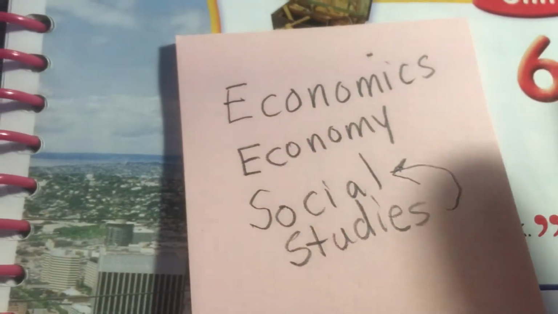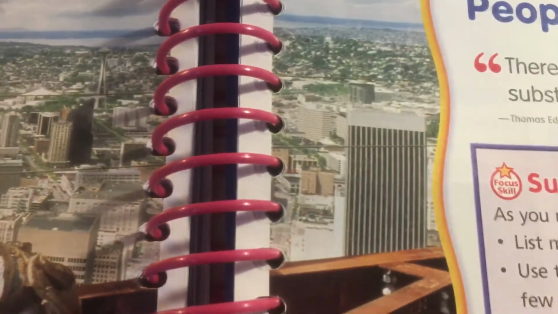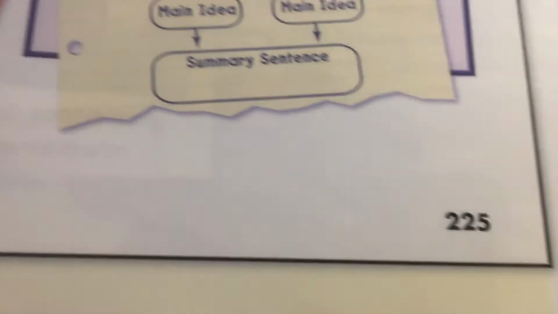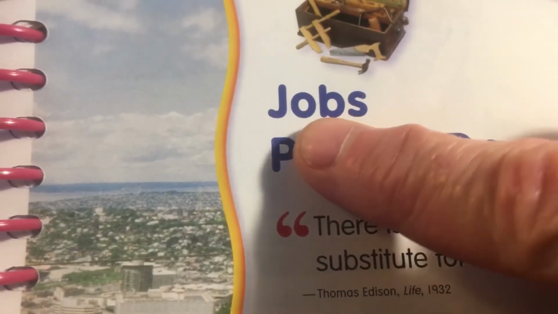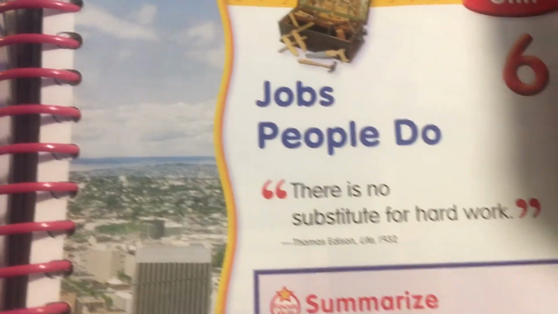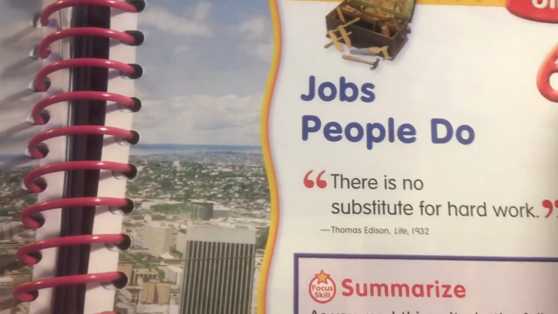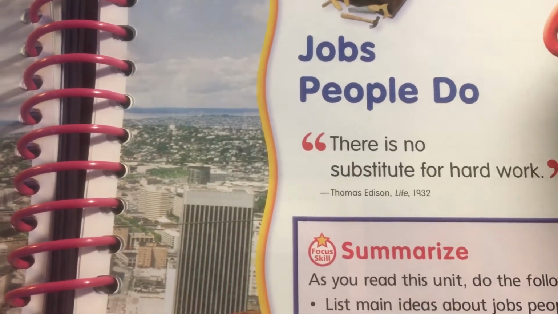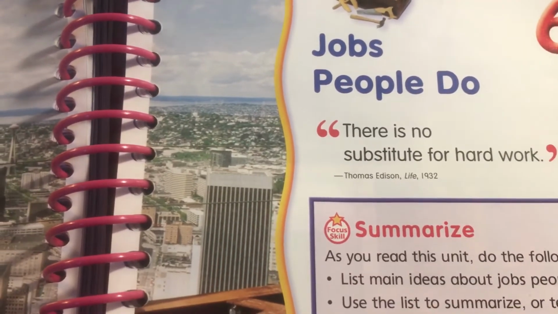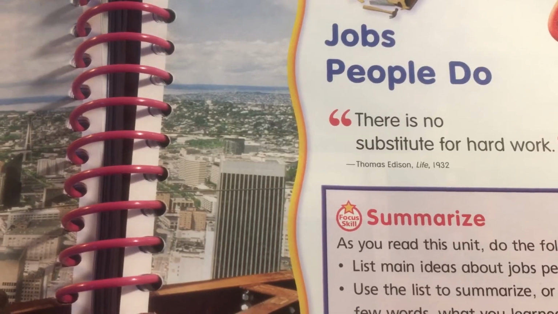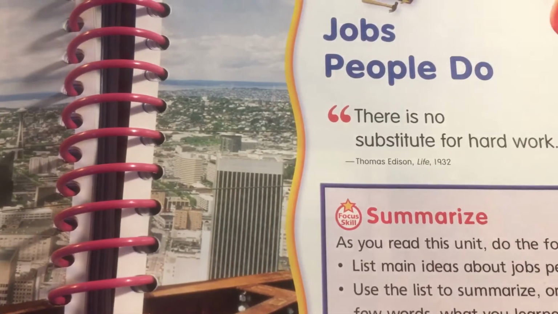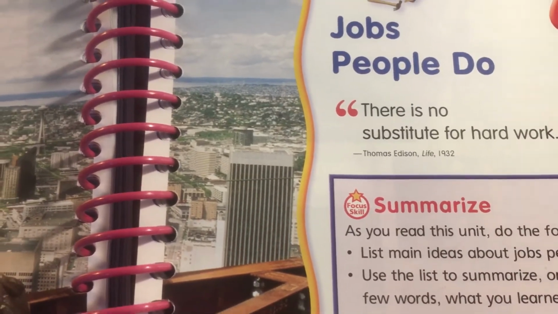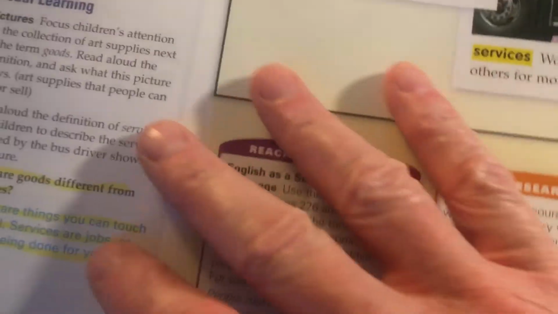And so to get us started, I'm going to ask you to take your social studies book and open up to page 225. That's the first page in our unit. It's called Jobs People Do. If you need to pause this video to take time to get onto page 225, please do that. Okay? Press play when you're ready to keep going from page 225. All right. Now turn the page.